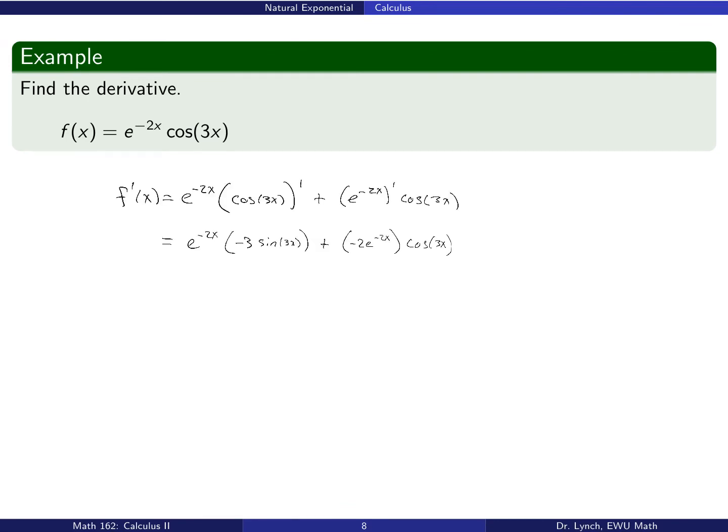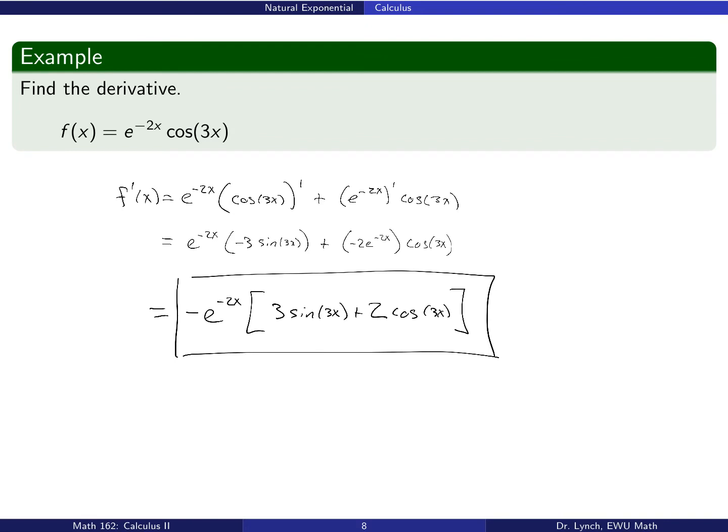So I've written the product rule out here in all of its glory: the first function times the derivative of the second plus the derivative of the first times the second. Both of those derivatives, the derivative of cosine 3x and of e to the minus 2x, require a chain rule. And then I'll go ahead and simplify this by factoring out the exponential quantity.